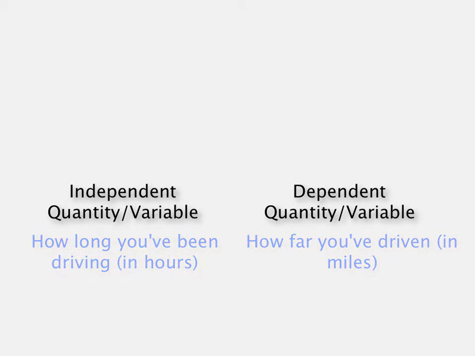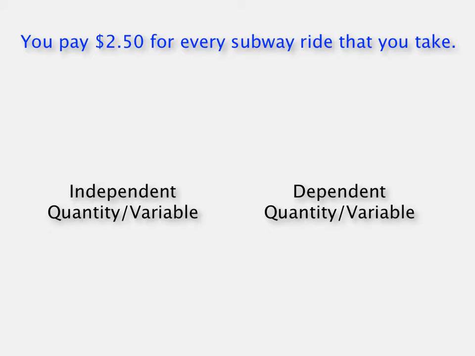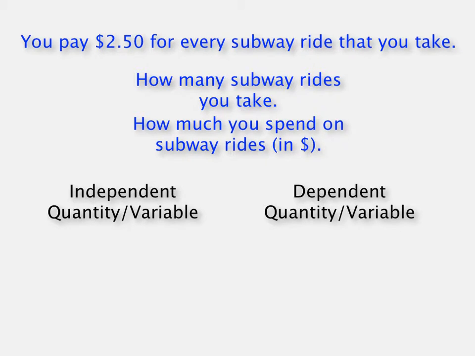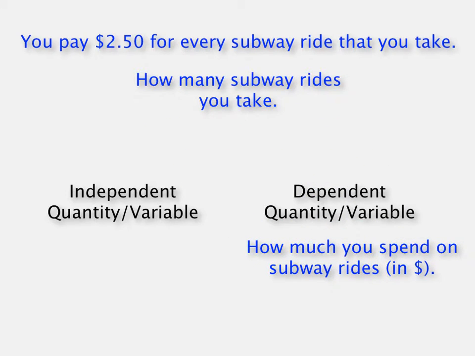In the next example, you pay $2.50 for every subway ride that you take. Here I think the two quantities are how much you've spent on subway rides and how many subway rides you take. In this case, how much you spend is going to depend on how many rides you take. So our dependent quantity will be how much we spend in dollars, and our independent quantity will be how many subway rides we take.